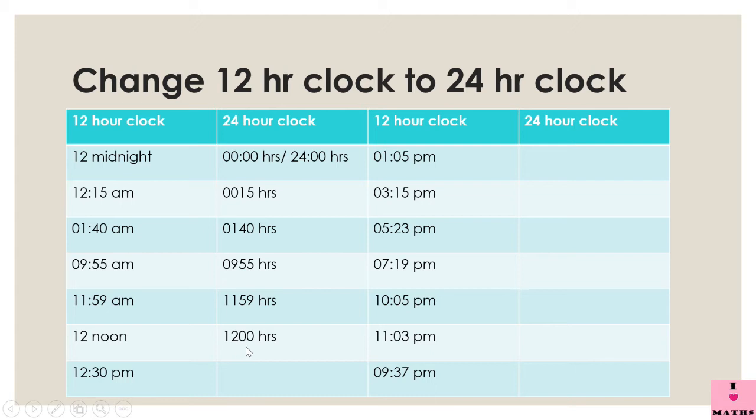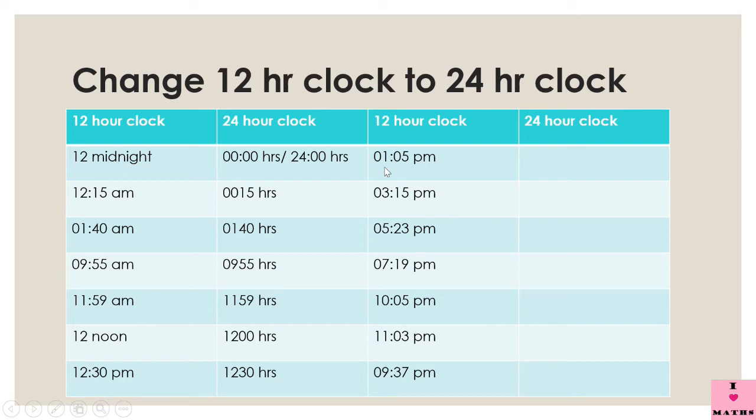1 minute after 12 noon will be 12:01 hours. Now this is 12:30 p.m. Now this time is written as it is, and "hours" is written with it in 24-hour clock time. So 12:30 p.m. is 1230 hours.